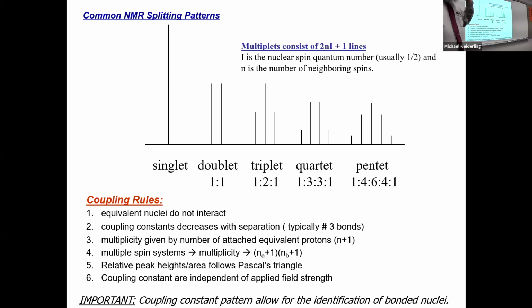So for example, in ethanol, that CH3 group, the neighboring spins are the 2 hydrogens in the CH2 next to it. So it splits into 3 peaks. The CH2 had 3 neighboring spins, so it split into 4. And the spacing is independent of applied field strength.